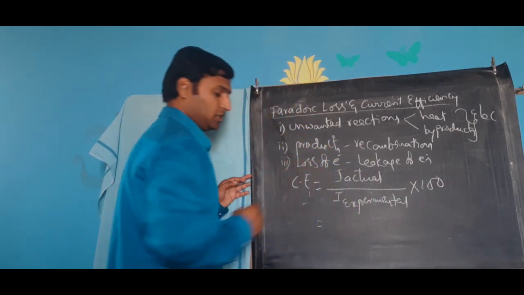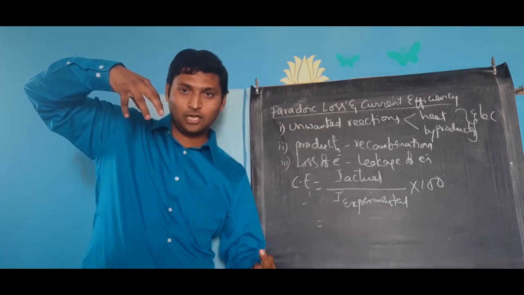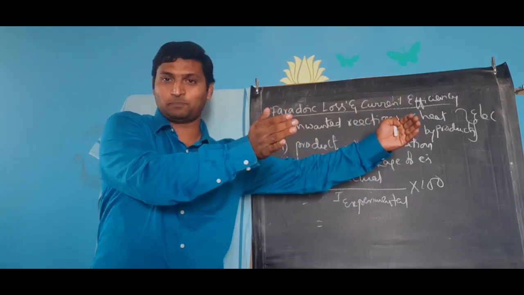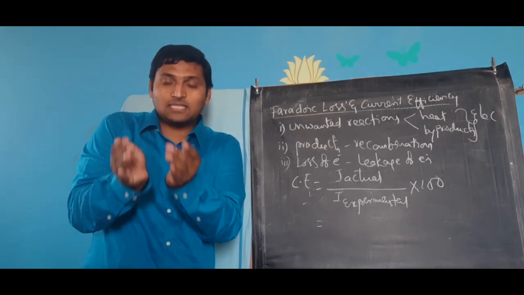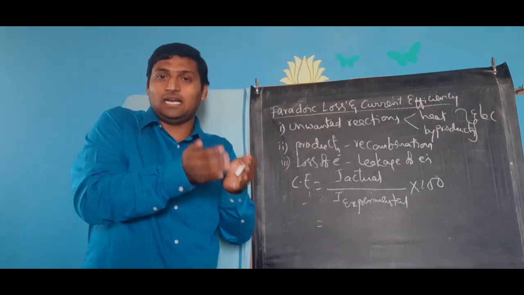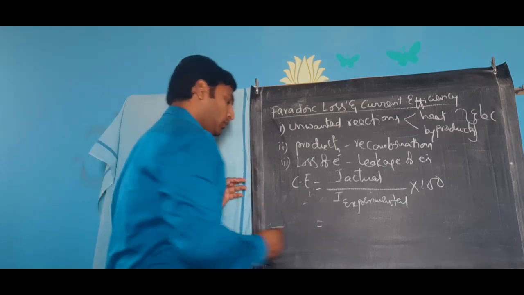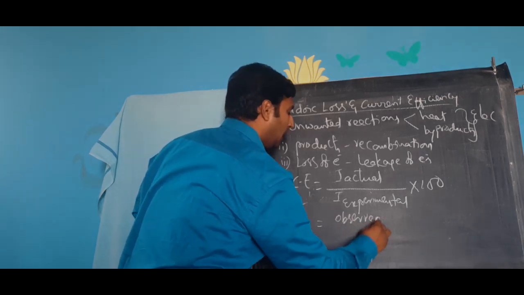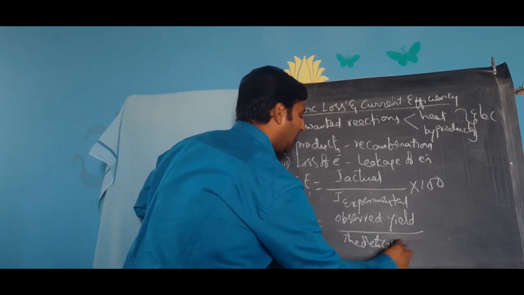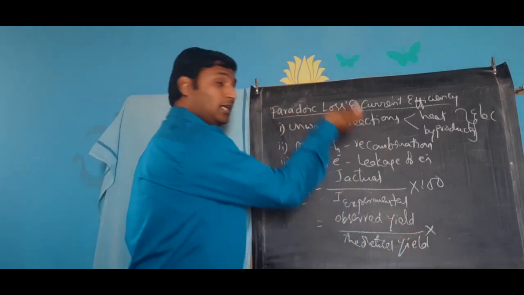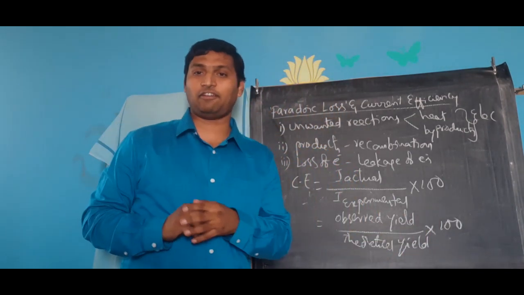In terms of product formation, if this entire electricity you have passed is being used, you expect so much product to be formed. But because some of it is being dissipated, only so much of it is formed. So always the observed yield, the amount of product observed, will be less than the amount of product expected. So observed yield of the product divided by theoretical yield, or expected yield calculated from Faraday's law, into 100 gives you current efficiency.